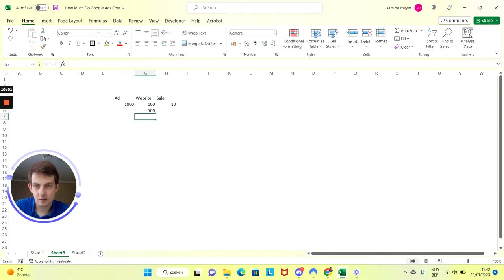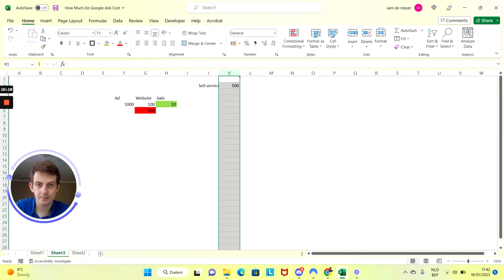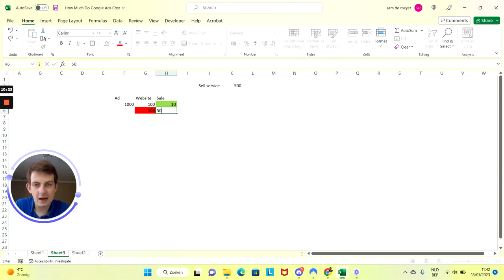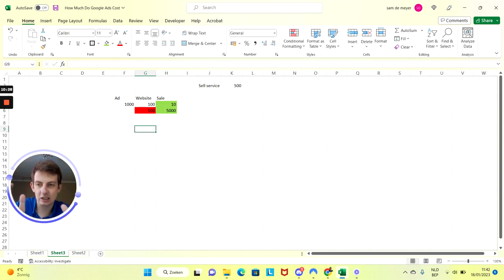Right? That's the cost. So we're going to put this in red, cost. Sale is money, so they're in green. Let's say you sell your service for, let's say, an average of $500. So that's $5,000 that you make, right? Because you have a 10% conversion rate on your landing page. So the better you can make your landing page, and the more relevant you make it to your ad, the more you're going to sell. So let's say you sell 20. Well, that's $10,000 made out of $500 spent.